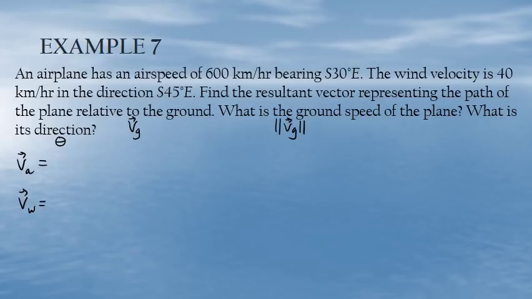Go back a couple slides if you have forgotten, but we're going to start with the speed of the plane, so that's 600. And I'm going to multiply that by the cosine. Now this is a bearing of south 30 degrees east. Let me just show you something here. If I sketch this out, if I go south and then 30 degrees east, I end up about right here.